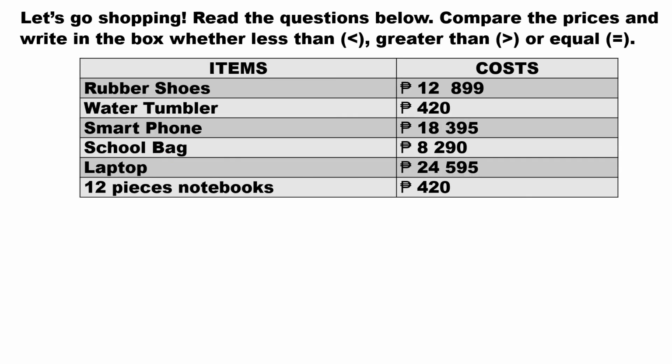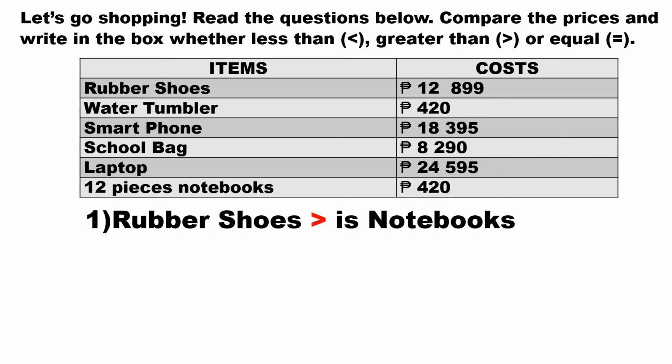So, another exercises. Let's go shopping. So, bawal muna mag-shopping face-to-face. Let's go shopping online. Read the questions below. Compare the prices and write in the box whether less than, greater than, or equal to. So, number 1, you compare rubber shoes with notebooks. The rubber shoes is 12,899 and the notebook is 420. So, rubber shoes is greater than.